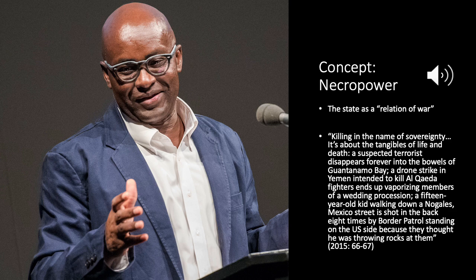And so his argument, right, is that this relationship of who is an enemy is instrumental to social organization in nation states. And he says killing in the name of sovereignty or killing in the name of state power is about the tangibles of life and death. A suspected terrorist disappears forever into the bowels of Guantanamo Bay. A drone strike in Yemen intended to kill al-Qaeda fighters ended up vaporizing members of a wedding procession. A 15-year-old kid walking down a Nogales, Mexico street, shot in the back 8 times by Border Patrol, standing on the U.S. side because they thought he was throwing rocks at them. And I apologize, that quote comes from Jason De León, not Mbembe, but he's illustrating this idea in which state power relies on constructing these logics of who is an enemy and who is marked for death.